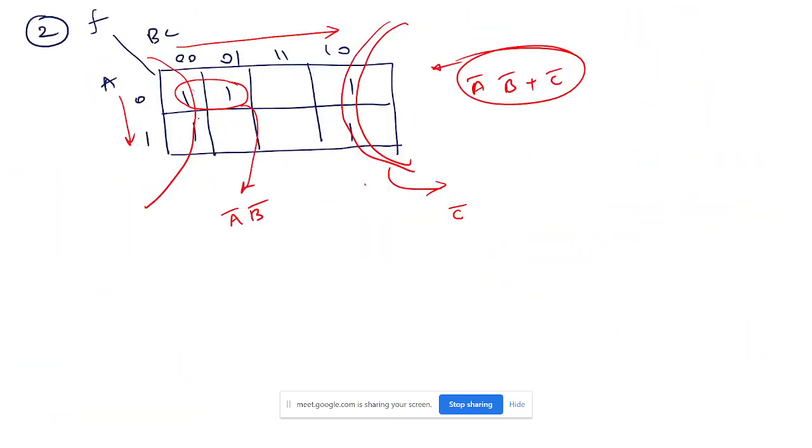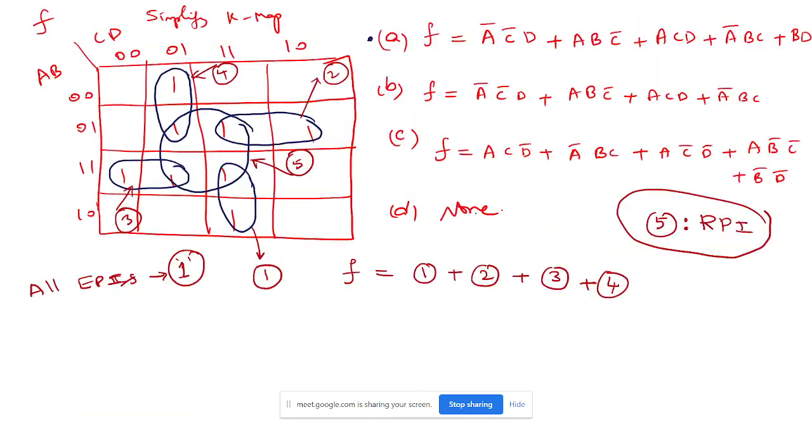Similarly, you look at 5, this 5 doesn't have a single one on its own. It is shared by others. 1, 2, 3, 4. So obviously 5 will become an RPI. By just combining 1, 2, 3, 4, you are covering all the ones. So what is the point of keeping 5?